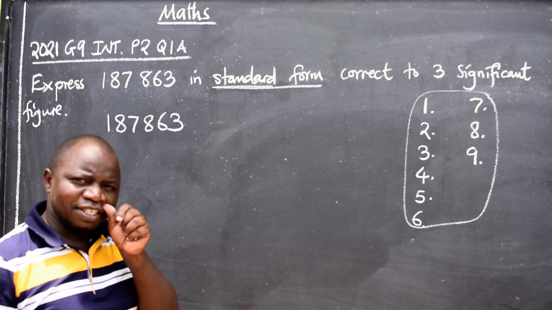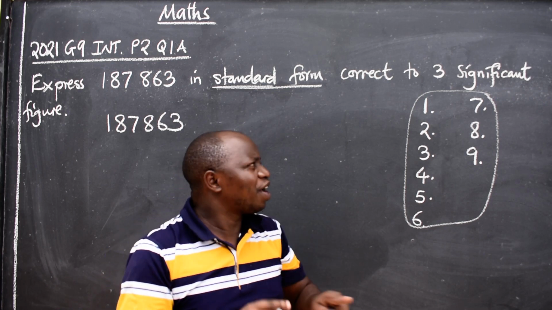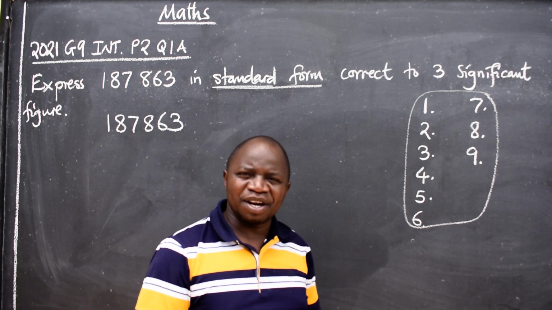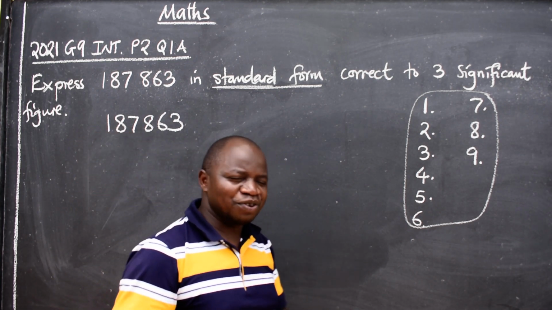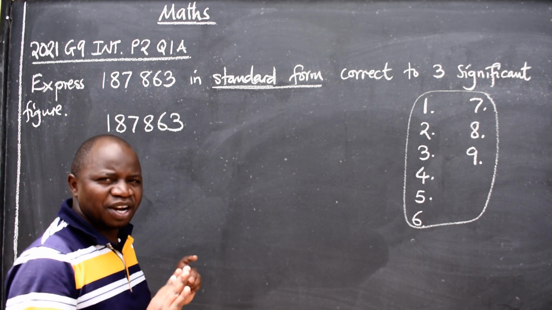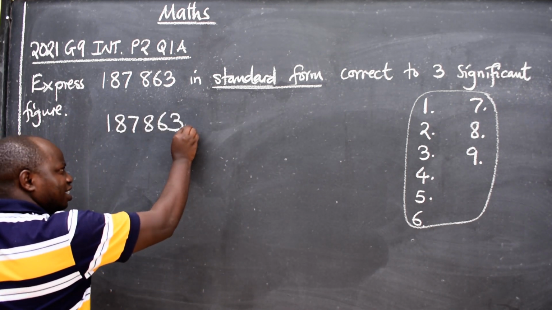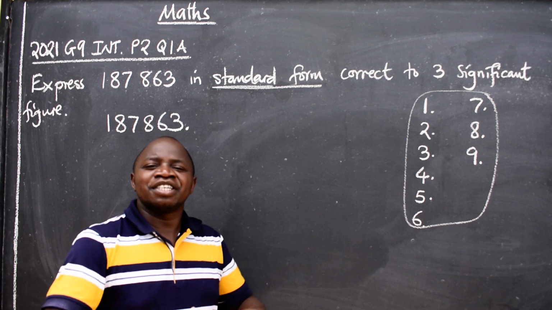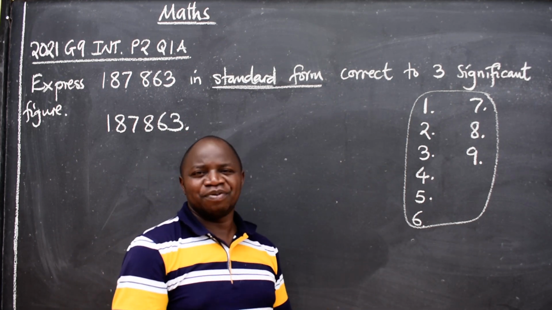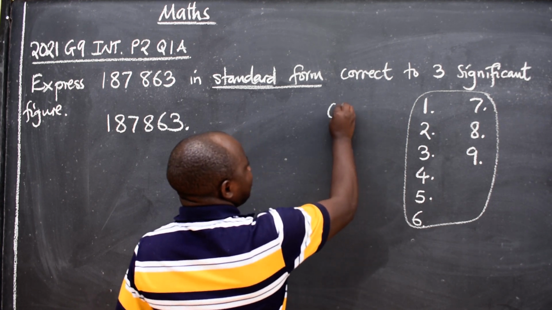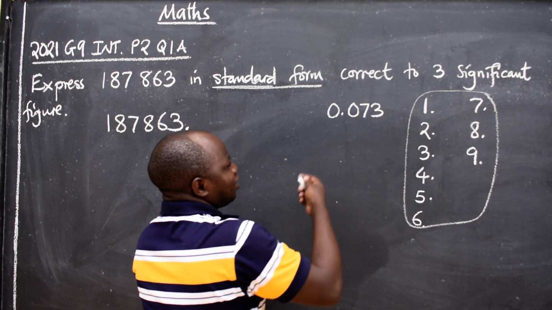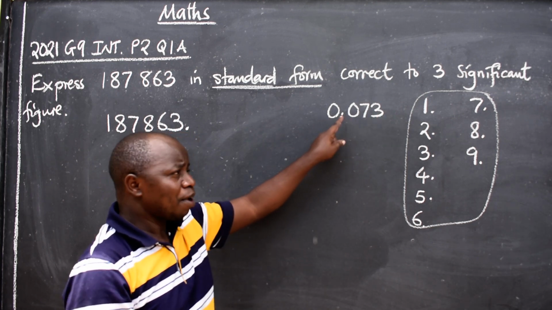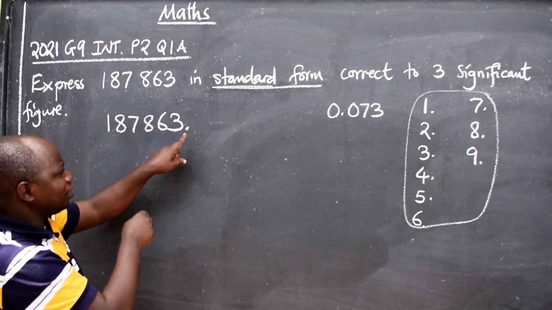187,863. First thing, in a whole number, identify where the decimal point is. Where is the decimal point in a whole number? You need to know that in any whole number, the decimal point is at the end. In a decimal number, you'll be provided with a decimal point, isn't it? So when I say 0.073, there's no point of you saying the decimal point is here. It is already here, isn't it? But in a whole number like this, the decimal point is at the end.